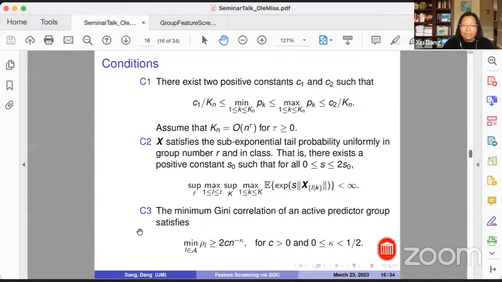Okay. And number 3 is for your active class, the important features. The rho_L must have some lower bound. This means your important features must satisfy a minimum correlation requirement for the active class.